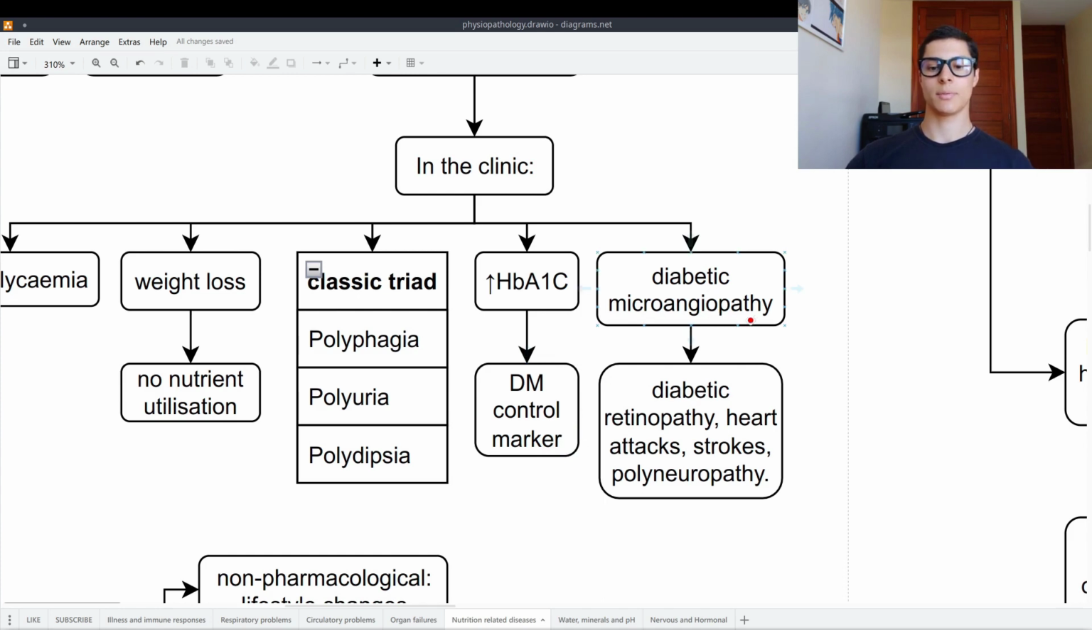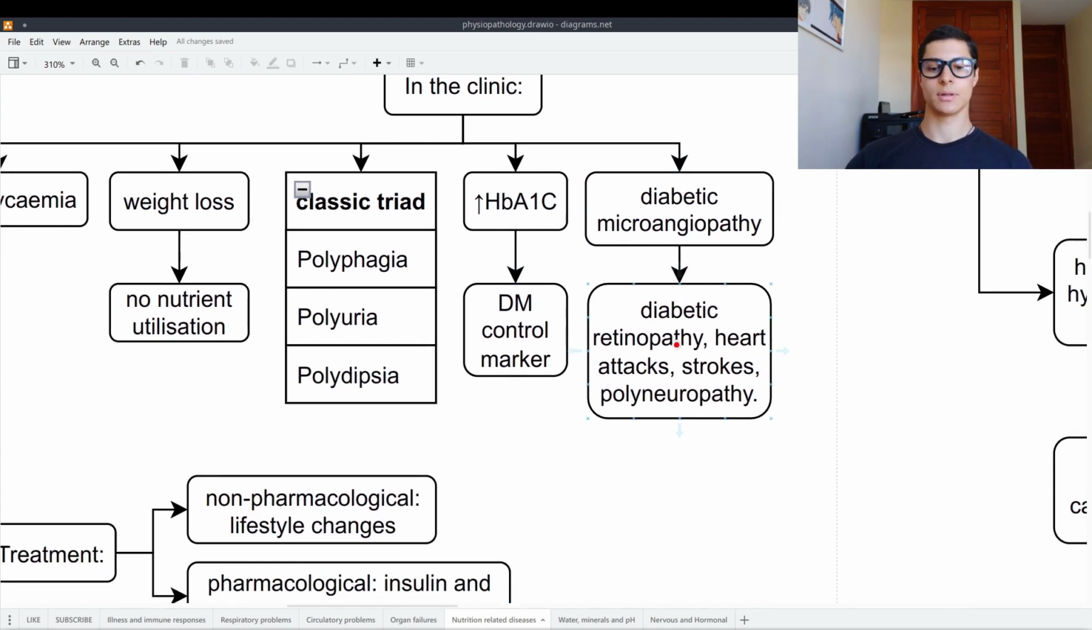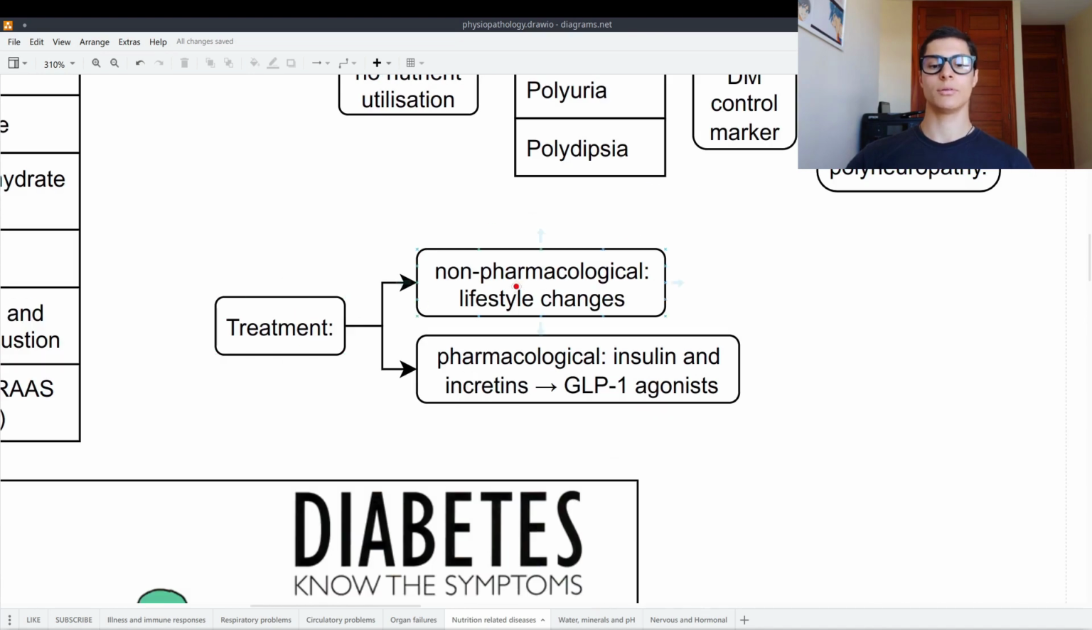Diabetic microangiopathy also happens. This is the diabetic retinopathy, heart attacks, strokes, and polyneuropathy because of too much glucose in the blood. The treatment, non-pharmacological, is the lifestyle changes, mainly in the type 2. And pharmacological, using insulin in the type 1, metformin in the type 2, and incretins for the diabetic obesity.